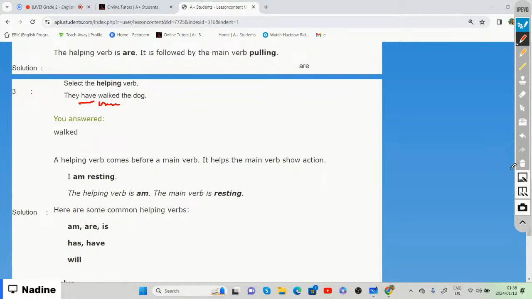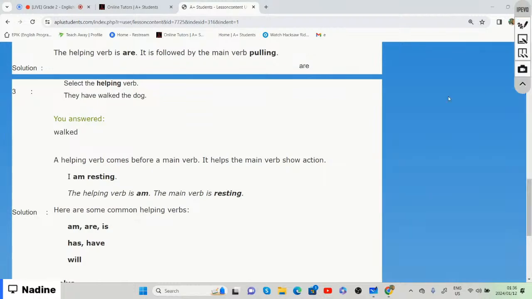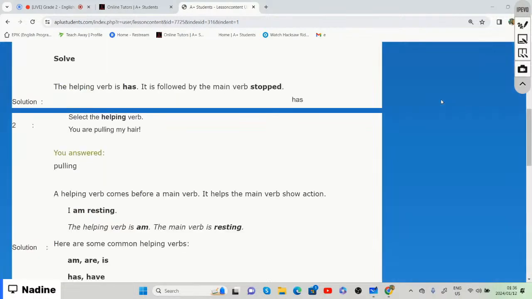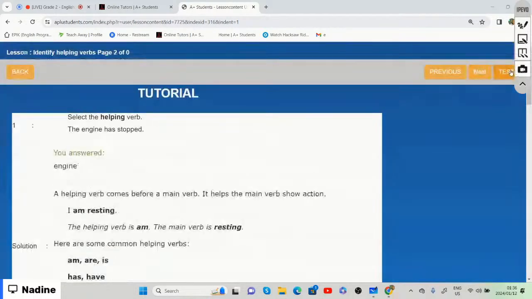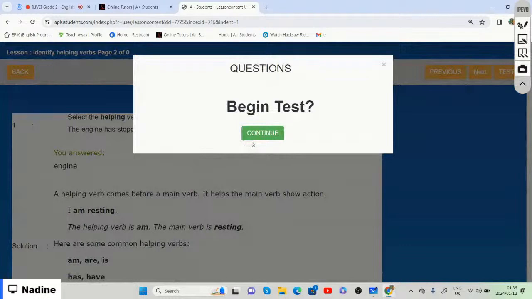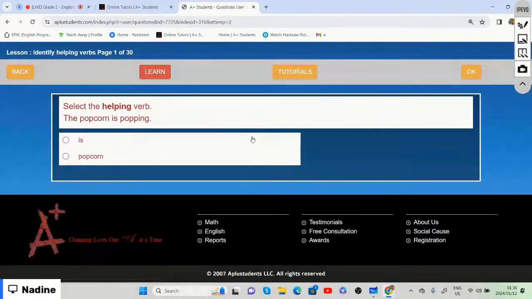So have walked. Have being a helping verb, walked being a main verb. All right, so now we're going to our test, where we're going to identify the helping verb within the sentences.